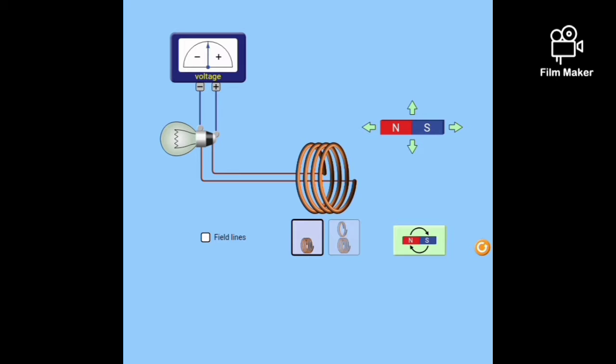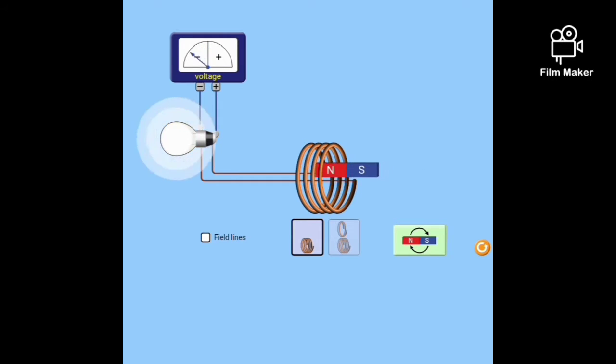We shall get a coil, connect it to the galvanometer, where you see the word voltage, and for the purposes of clear observations, we shall include the bulb there. And we have the magnet. So I'll position the magnet there. And if the magnet is kept stationary like the way it is, what do we observe? We do not see any deflection on the galvanometer, and also the bulb does not light.